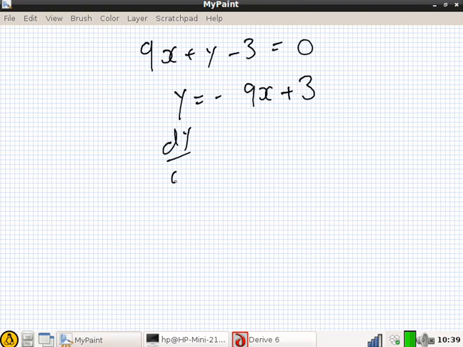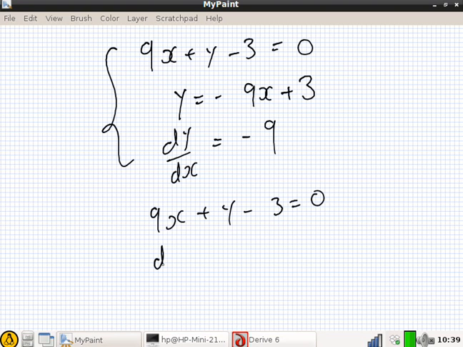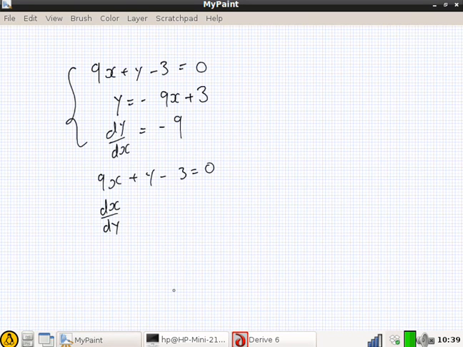So what's dy/dx here? Minus 9, because the 3 is a constant and differentiates to 0. That's what we were asked for. But let's imagine now I was told 9x plus y minus 3 equals 0 and I want dx/dy. It's not much different. You need to imagine on your graph that the x is vertical and the y is horizontal. In other words, you're just renaming what you call x, you call y, and what you call y, you call x.